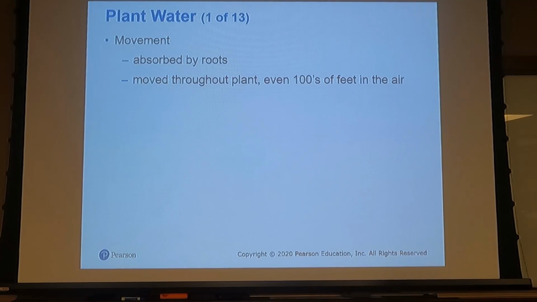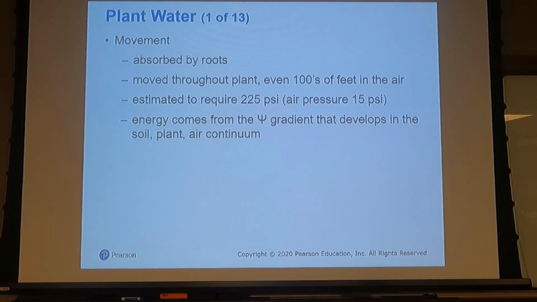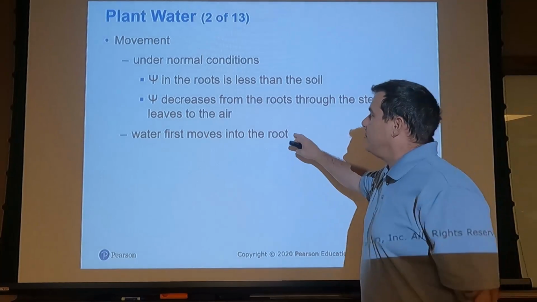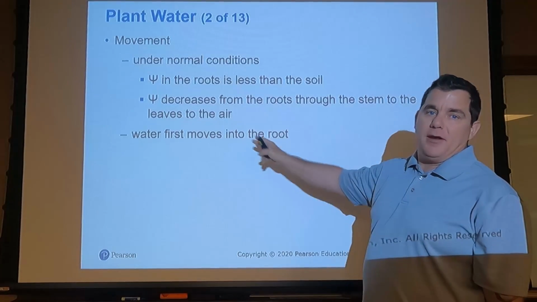So we discussed this a little bit about plant water moving from the soil all the way up until the top of that tree. And that energy is going to be the gradient that develops that soil plant air continuum. And so this is all going to be part of the hydrologic cycle as well. And so under normal conditions, the psi in the roots is less than that in the soil, and that is why that water moves first into the root and then up through the plant.